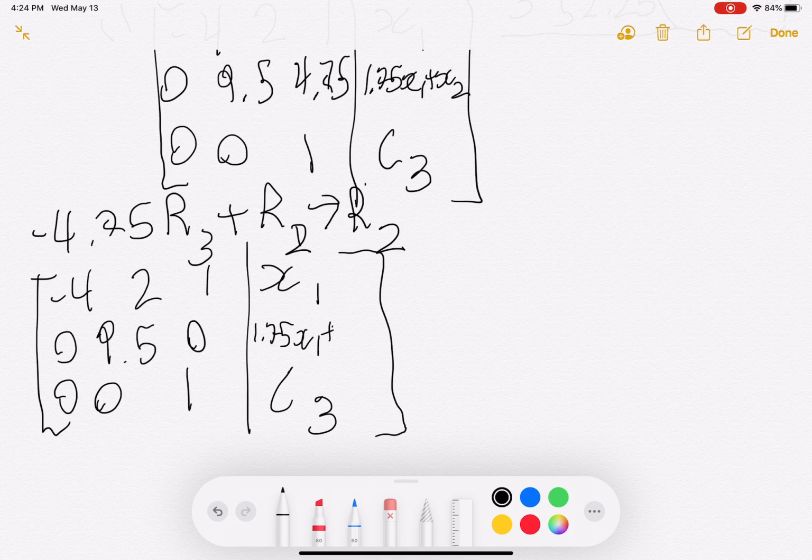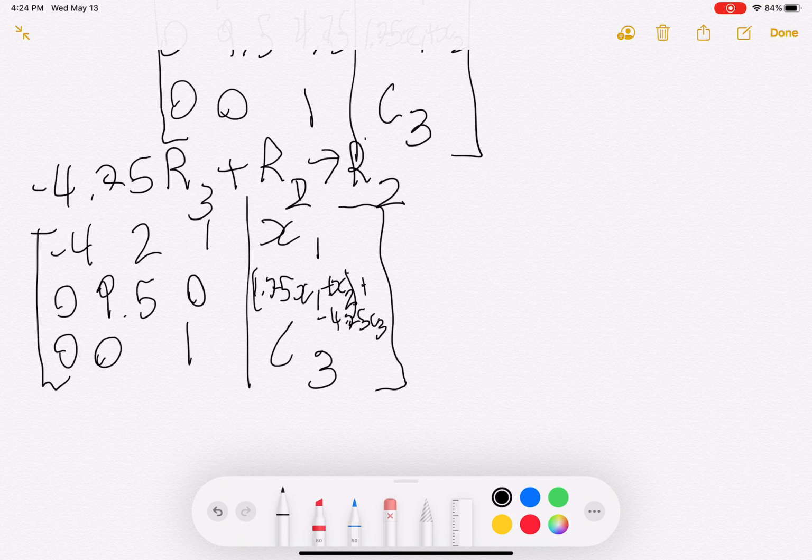1.75x1 plus x2, in parentheses, plus -4.75 times C3. Right, you can kind of see that. Oh, and we're actually done with that row now, so we can get the value of that. Now all we have to do, and it's fine since we're using C3, since you can actually work from the bottom here and it'll be valid.